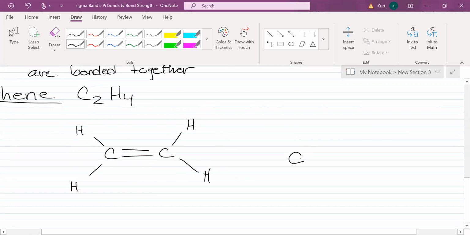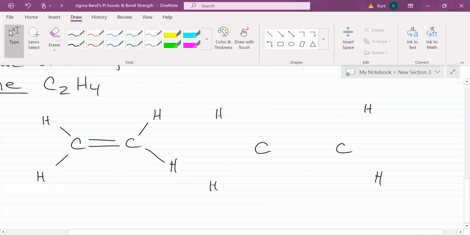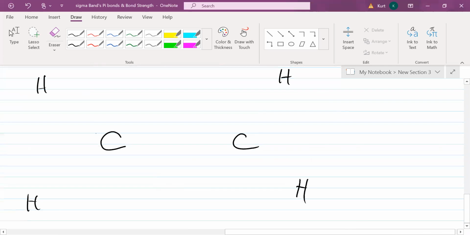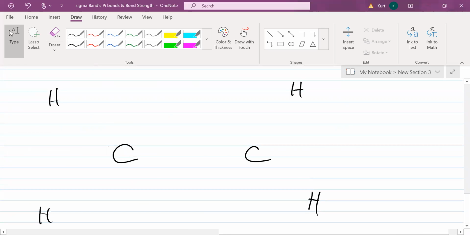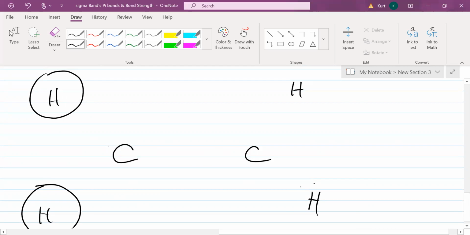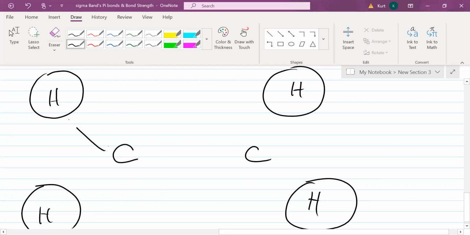Here's a carbon. Here's a hydrogen. Here's a hydrogen. Here's a carbon. Here's a hydrogen. Here's a hydrogen, okay? I have no bonds drawn yet. So just focus in on that. You ready? There's the orbitals for the hydrogens. There's one of the orbitals for the carbon.